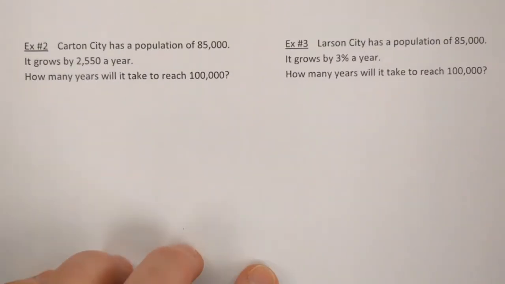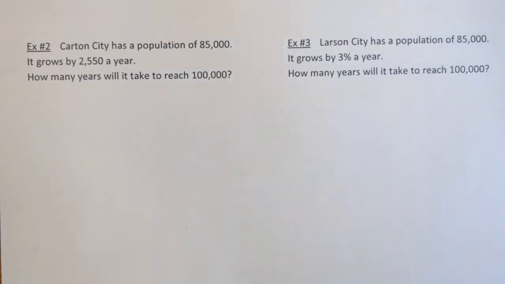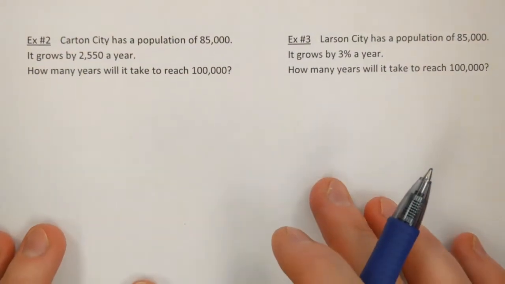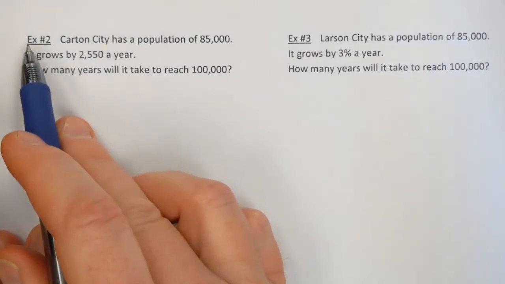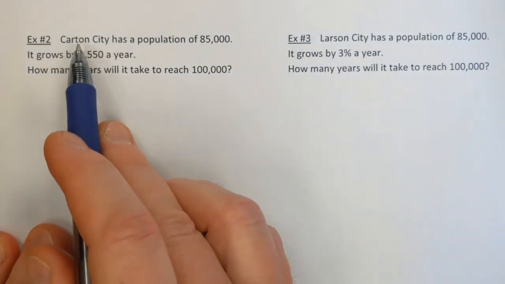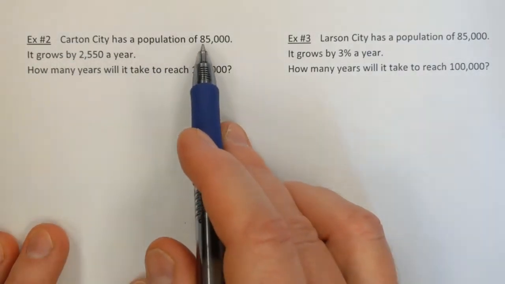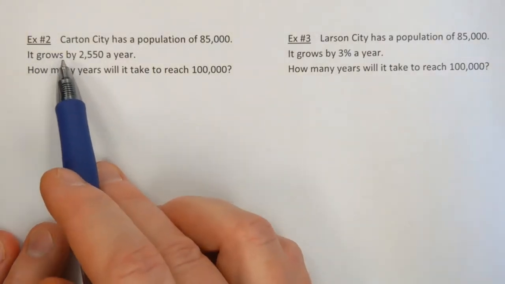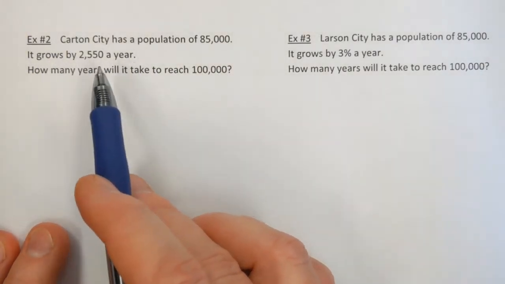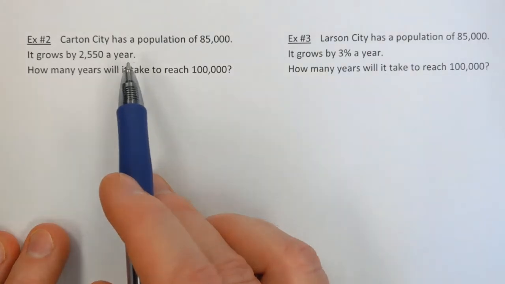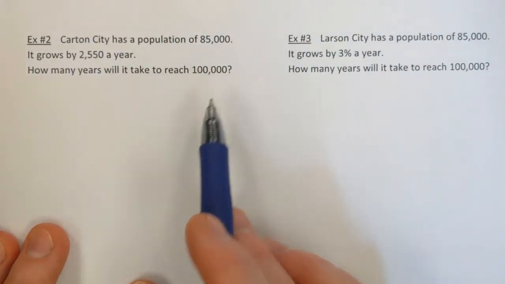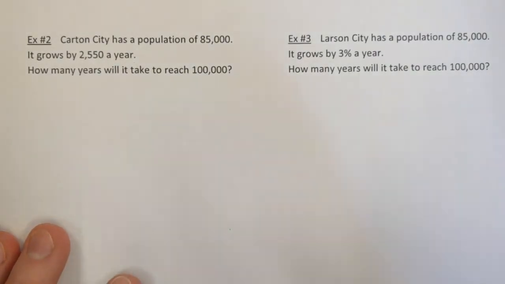All right, let's put it into practice. So these examples, this is going to be a lot more of what your assignment is going to look like. All right, here we go. So here's example number 2. Carton City has a population of 85,000. It grows by 2,550 people a year. How many years will it take it to reach 100,000 people?